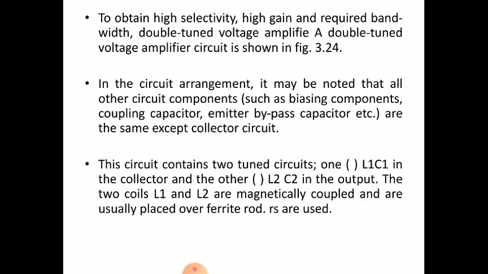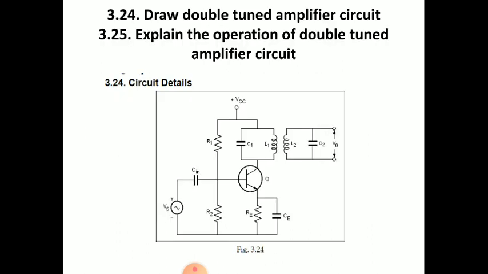These are magnetically coupled and are usually placed over a ferrite rod. Generally, L1 and L2 are inductively coupled, but if you use the magnetic coupling concept, if you place the ferrite rod between these two, then they are magnetically coupled.